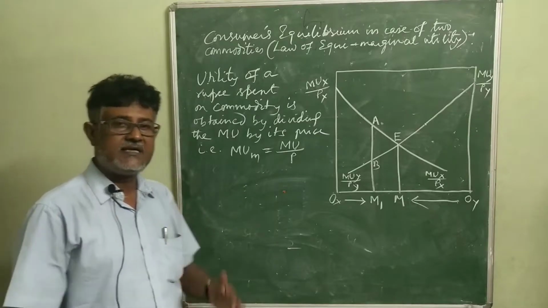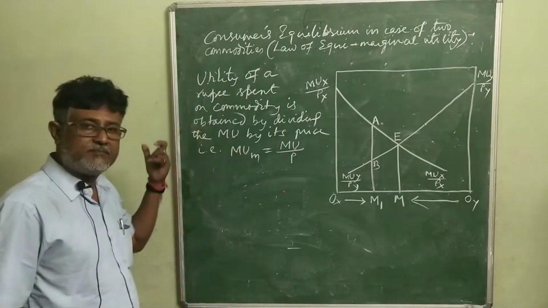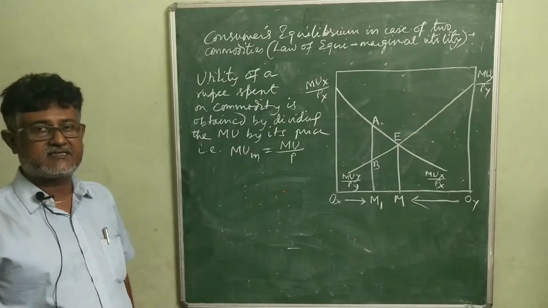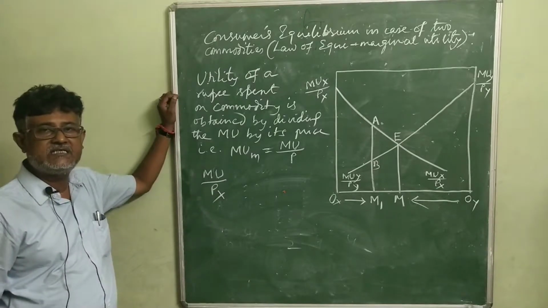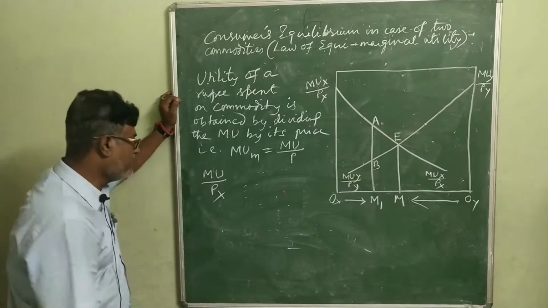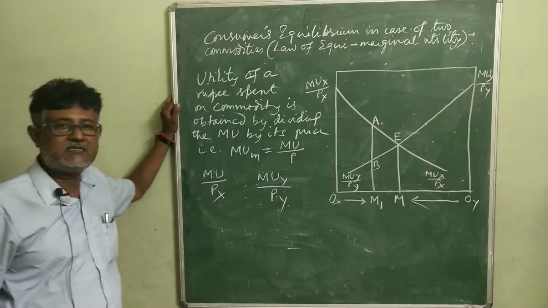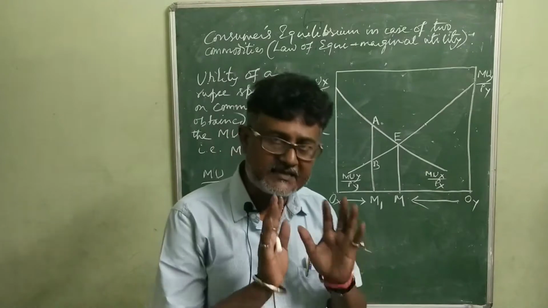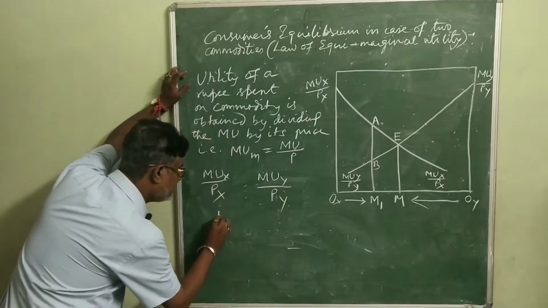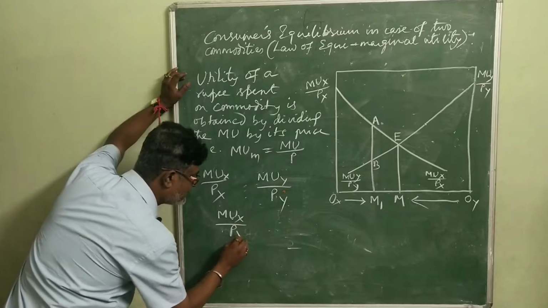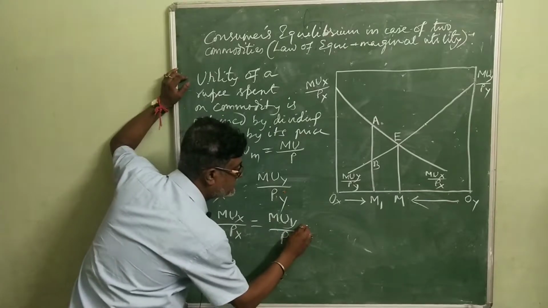Now as we have assumed that the consumer spends his given money income on the purchase of two commodities X and Y, the marginal utility of a rupee spent on commodity X will be given by MUX by PX, and the marginal utility of a rupee spent on commodity Y will be equal to MUY by PY. So when the consumer attains equilibrium, at that level MUX by PX is equal to MUY by PY, which is equal to the marginal utility of money.